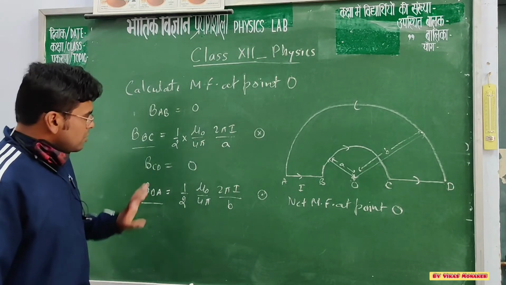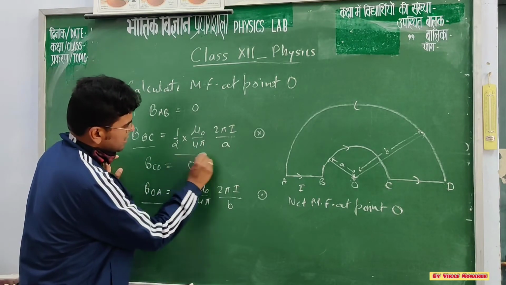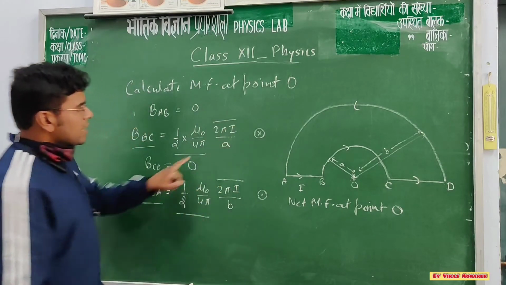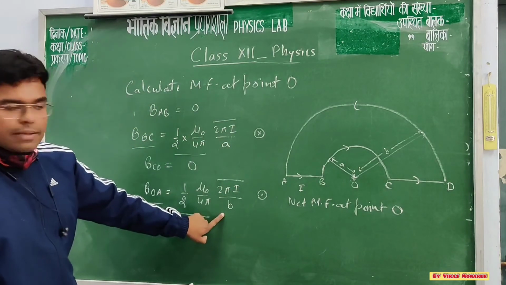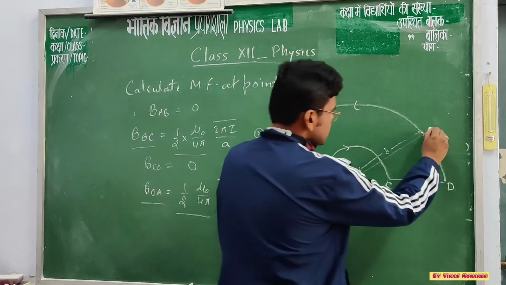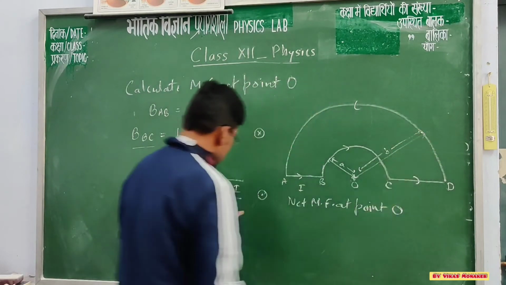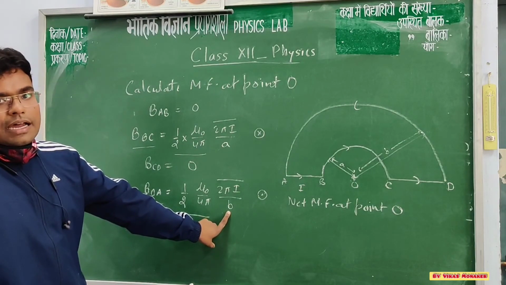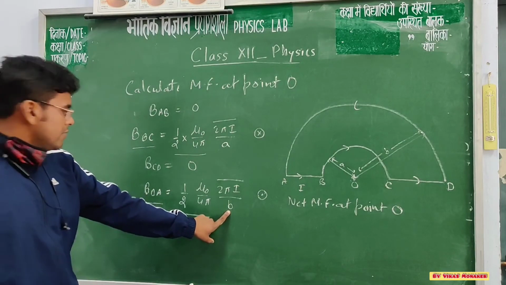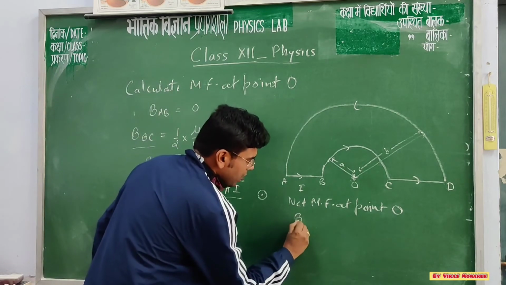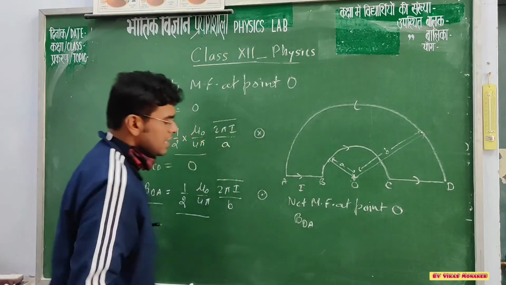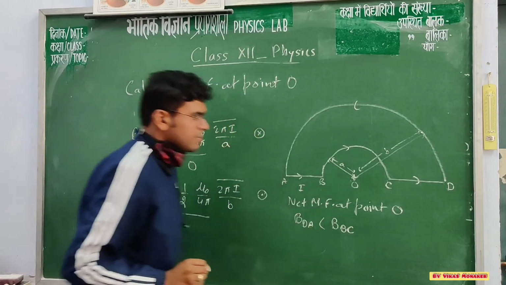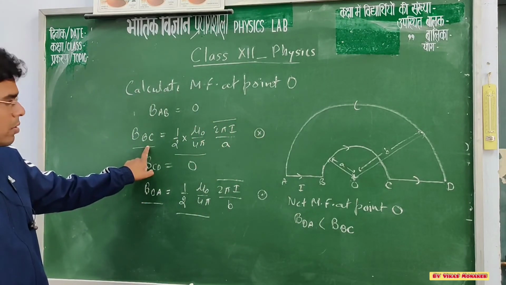Okay. So if you see the right side, these parameters are common. Here you are getting 1 upon A, here you are getting 1 upon B. And clearly you can see from this that B is greater. So when B is greater, it is in the denominator. Okay, you divide by a large number, then you get a smaller number. So we can see that magnitude wise, B_DA will be smaller than B_BC. That means B_BC will be more.